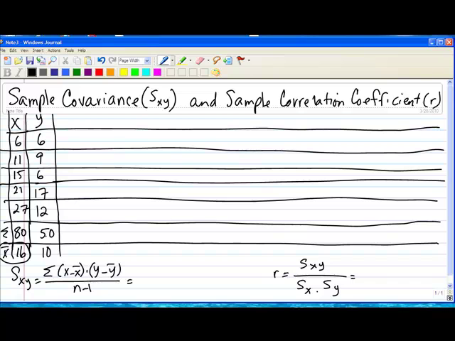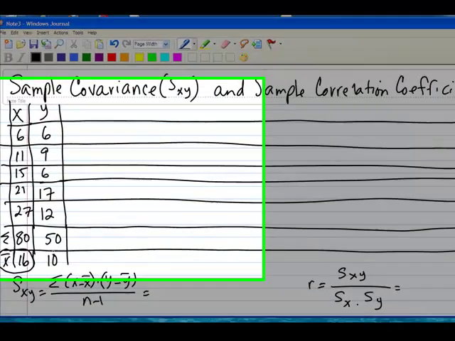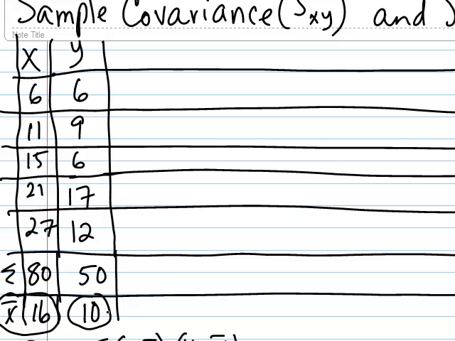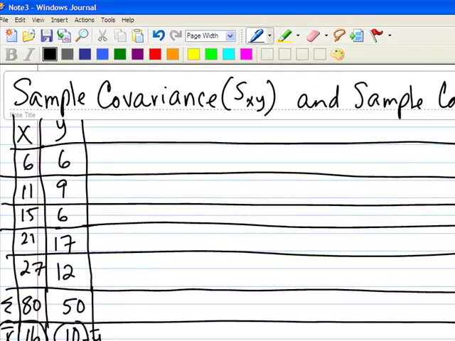The summation of the y column is 50, therefore 50 divided by 5. So this right here is y bar. Now to compute the sample covariance, you must take the difference between each x value and its mean, and the difference between each y value and its mean, multiply those two columns, sum it up, and divide by n minus 1.